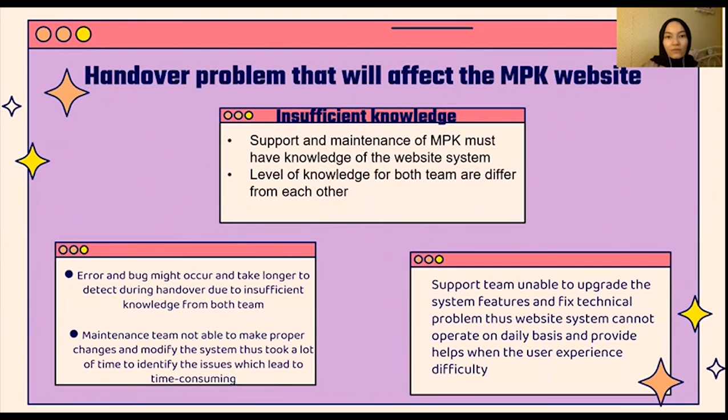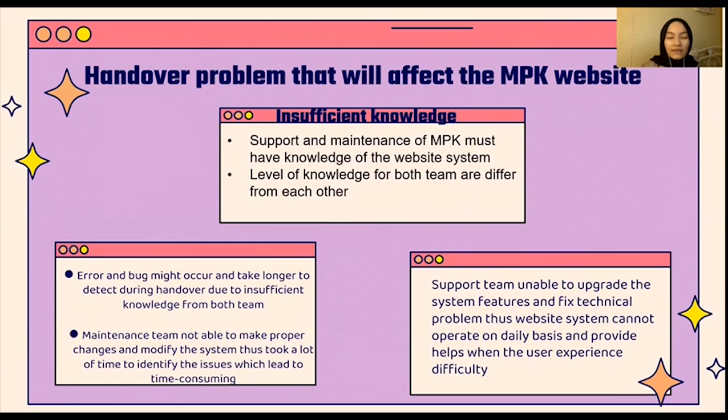So the handover problem that will affect the MPK website is insufficient release. Support and maintenance of MPK must have knowledge of the website system, so the level of knowledge for both teams are different from each other. Handover problem might occur because of error and bug and take longer to detect due to insufficient knowledge from both teams.